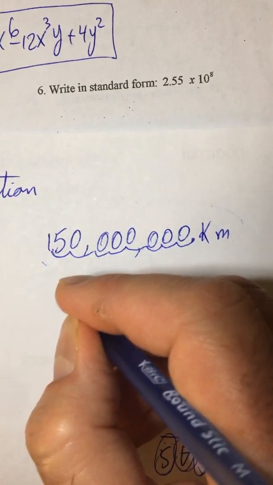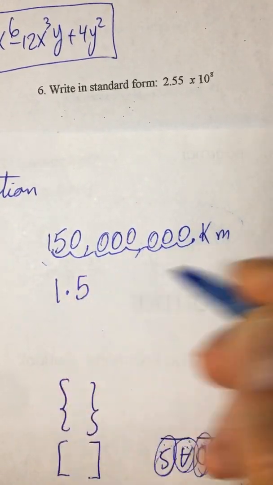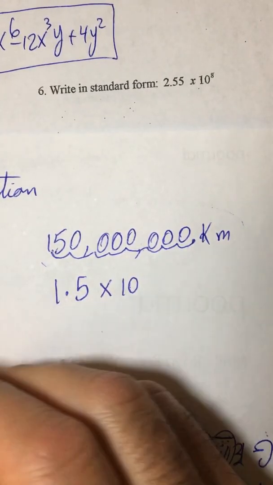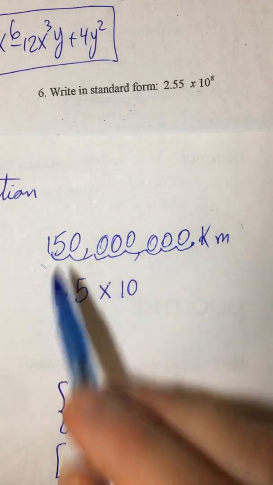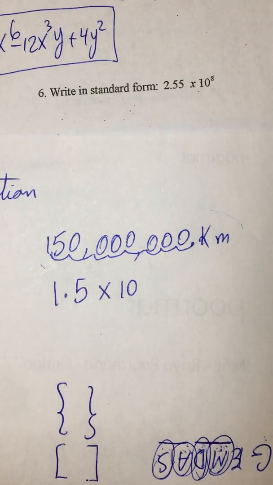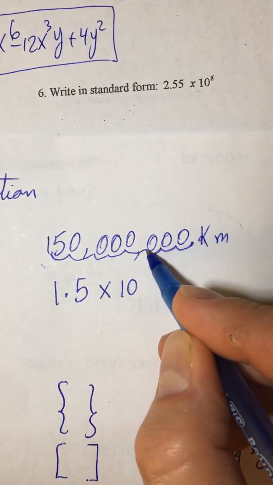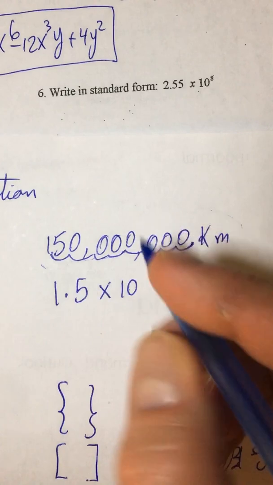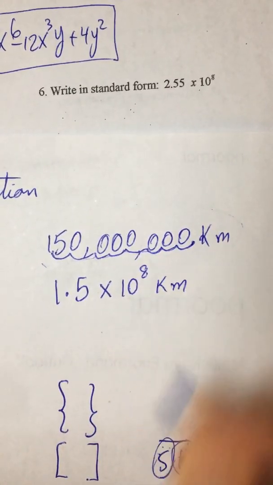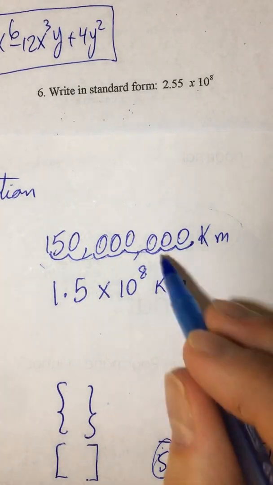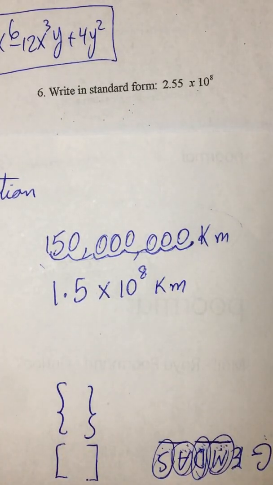Let me write it over here. So I'm going to write this in scientific notation in the following manner: 1.5 times 10 to the power. And now the power is the number of times you move the decimal, not how many zeros you have. How many times did you move the decimal? 1, 2, 3, 4, 5, 6, 7, 8. So there you go. That's the scientific notation format of that number, 1.5 times 10 to the 8 kilometers. It's the same thing, just in a different format.